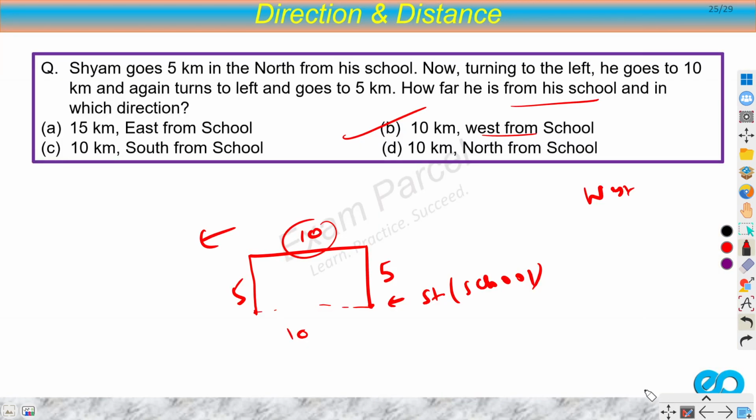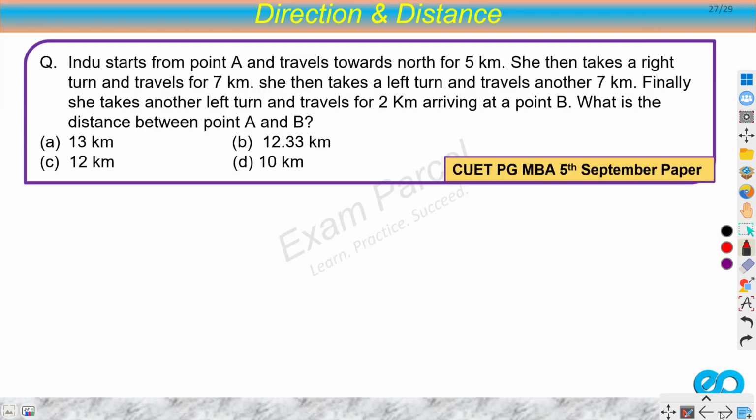Okay, so we discussed all the questions. Now there is a previous year question. Hindu starts from point A and travels towards north for 5 kilometers. He then takes a right turn and travels for 7 kilometers. He then takes a left turn and travels another 7 kilometers. Finally, she takes another left turn and travels 2 kilometers, arriving at a point B. What is the distance between point A and B?